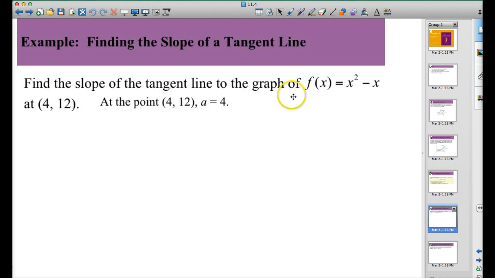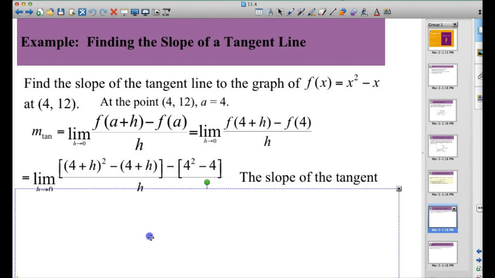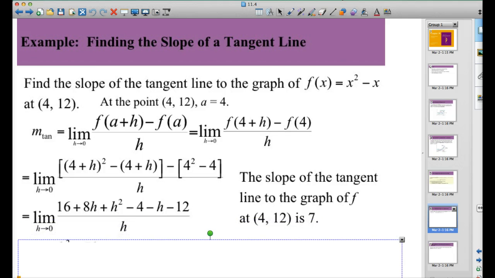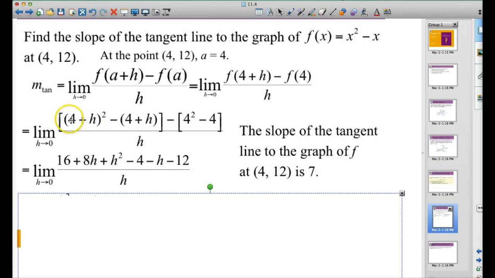Find the slope of the tangent line of the graph of f of x equals this at (4, 12). At the point (4, 12), a is 4. So we're going to use this formula. So we're going to plug in f of 4 plus h minus f of 4 over h. So we plug in, now this is the toughest part, we're going to plug in 4 plus h into x squared plus x minus 4 squared minus 4 over h.